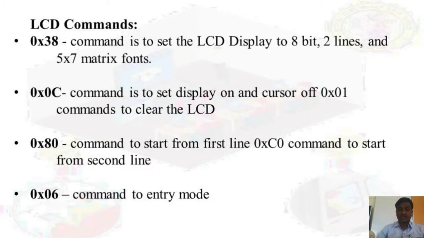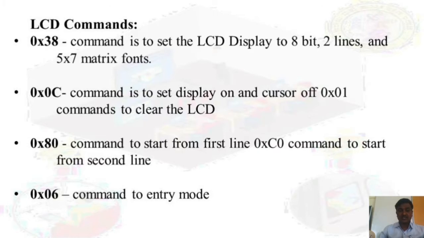The various commands are used in the LCD module. Here we are going to use 4 commands. First, the 0x38 command sets the LCD display to 8 bits, 2 lines and 5x7 matrix fonts. This is standard, and the 0x38 command is sent directly to the command register. The 0x0C command sets display on and cursor off. The 0x01 command clears the LCD.